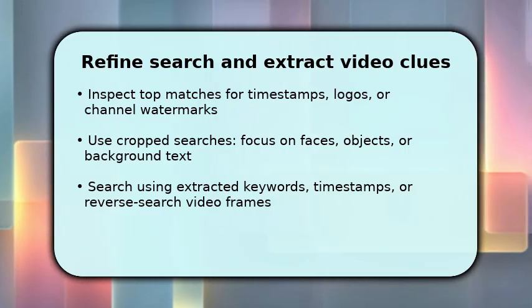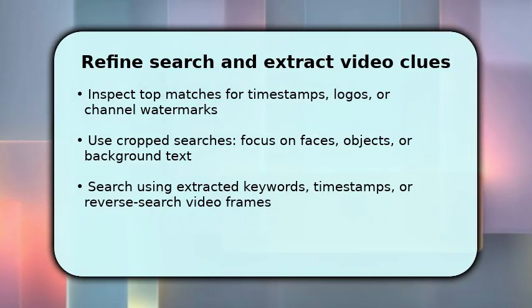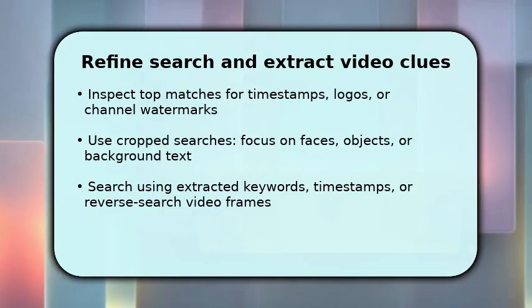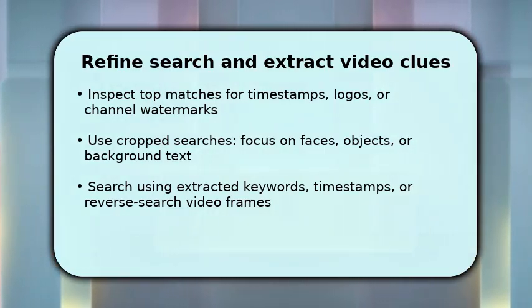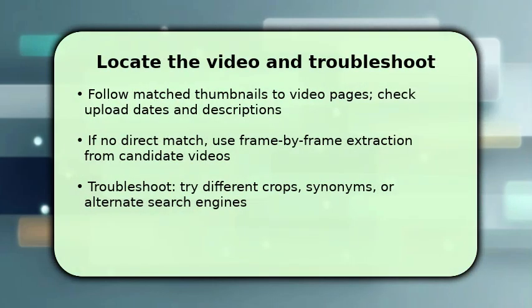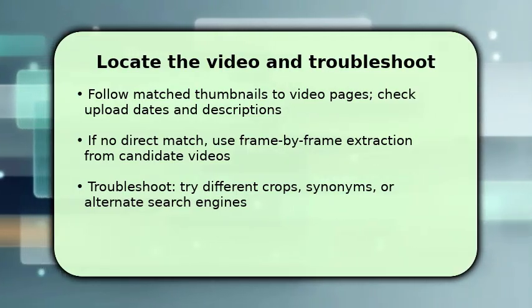Next, extract any visible keywords or numbers and try them in text search engines alongside site filters like YouTube or Vimeo. Make sure to save promising thumbnails and URLs for a focused follow-up. When you find candidate thumbnails, open each video page and compare frames, descriptions, and upload dates to confirm a match.